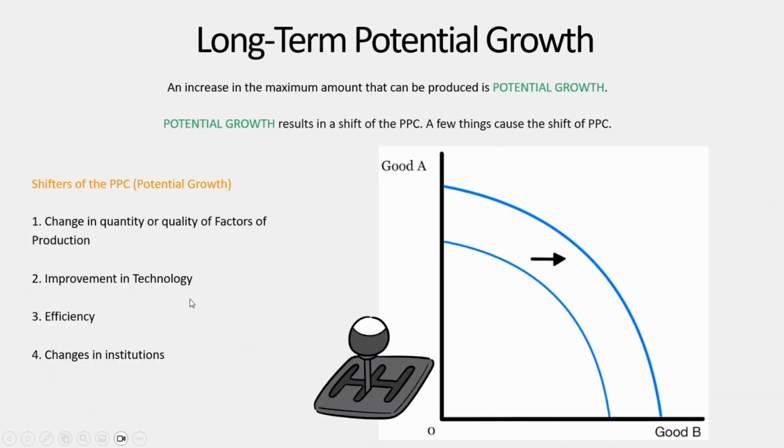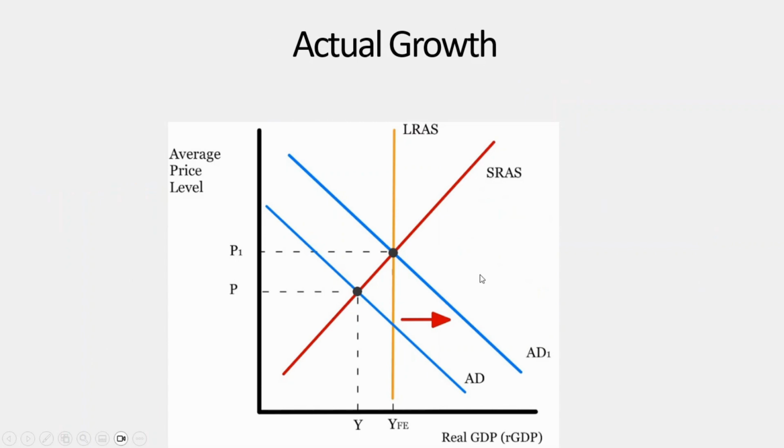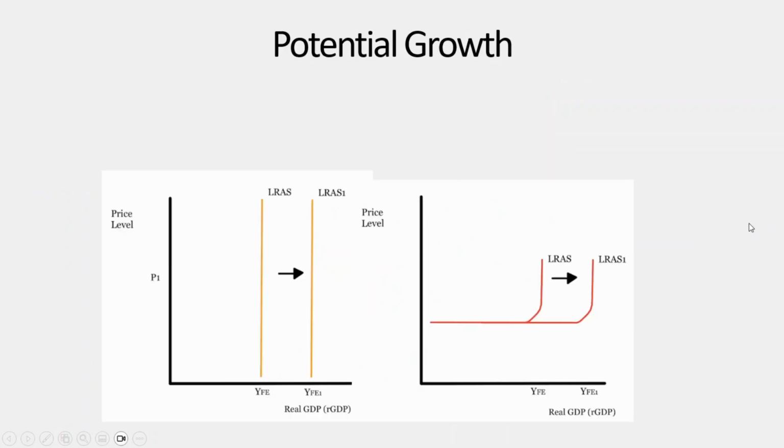We also have long-term growth, also known as potential growth. This is when there is a change in the quantity or qualities of the factors of production, improvement in technology, efficiency, or changes in institutions. This would cause LRAS to shift right. On the PPC model, it would lead to a new PPC line. This again shows actual growth and potential growth.